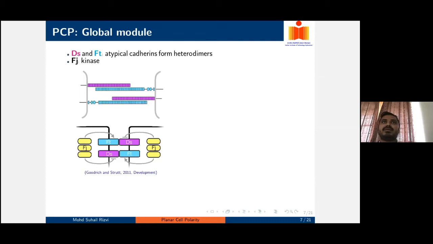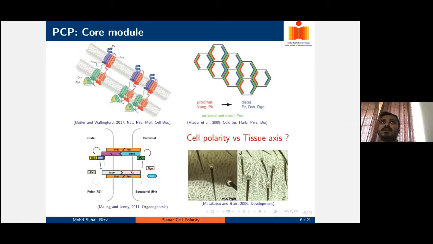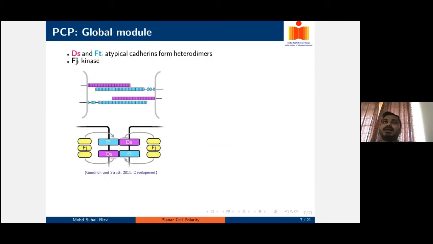As I show you here, there are two main players, which are known as Fat and Dachsous, FT and DS. They are atypical cadherins. They are expressed in the extracellular space at the apical end of the epithelial cells. But the difference between these and the Flamingo, the FMI protein which I showed you on the previous slide, is that that was forming a homodimer, a dimer with its own type from the neighboring cells. But in the case of Fat and Dachsous, they form a heterodimer. So Fat of one cell interacts with, or forms a bond with, the Dachsous of the neighboring cell.